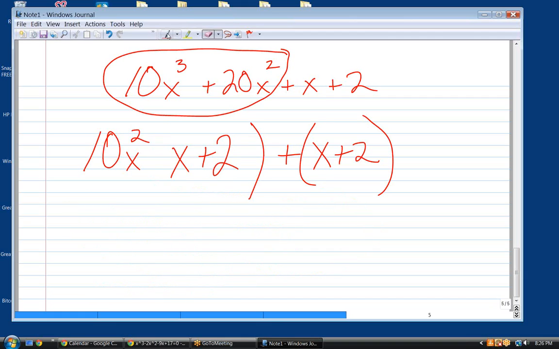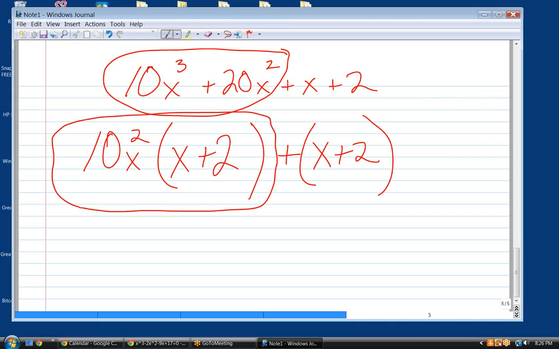This is a binomial term, this x plus 2. In fact, if it was helpful, we'd make the substitution. We'll let y equal x plus 2. We'll substitute y, then we'll factor it out, and then we'll resubstitute x plus 2 back in. But those two steps aren't really necessary. The only thing that's necessary is that you realize that this entire term can be evenly divided by x plus 2. So I'm going to factor out the x plus 2.